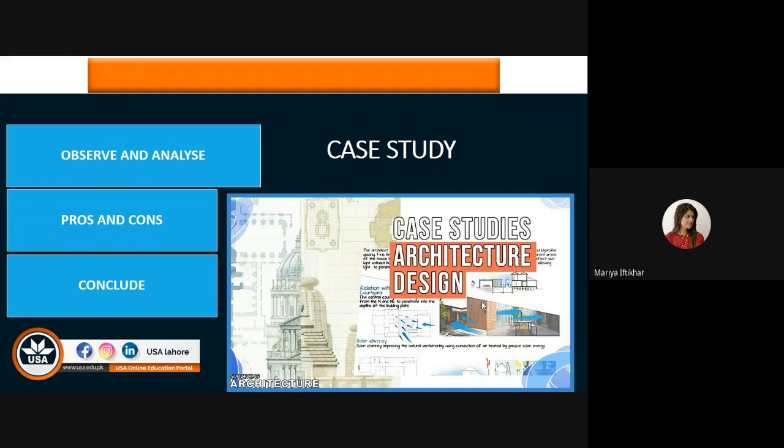The basic thing in concluding the pros and cons of the case study is that you have to use those pros in your project, and on the other hand, you do not have to incorporate those cons in your project. So concluding the pros and cons means that you have to incorporate the good points from your case study, plus you have to avoid the negative points. This shows how much your case study is linked with your project.